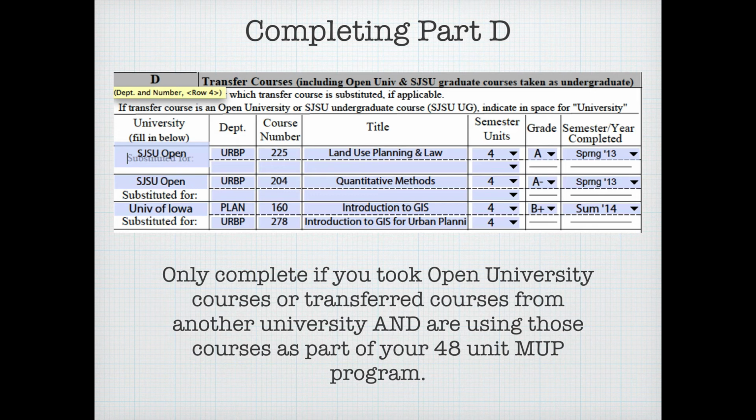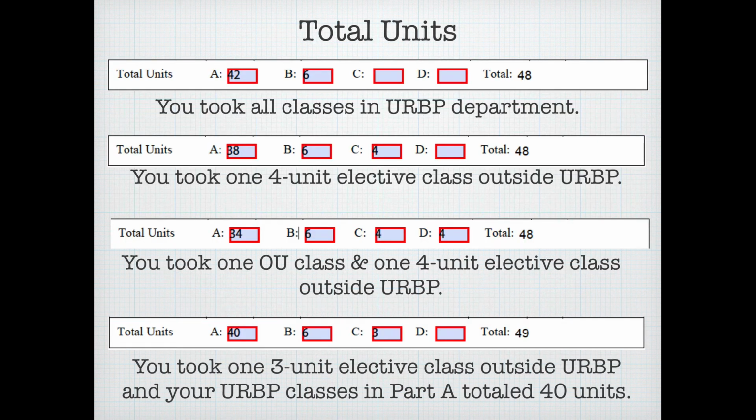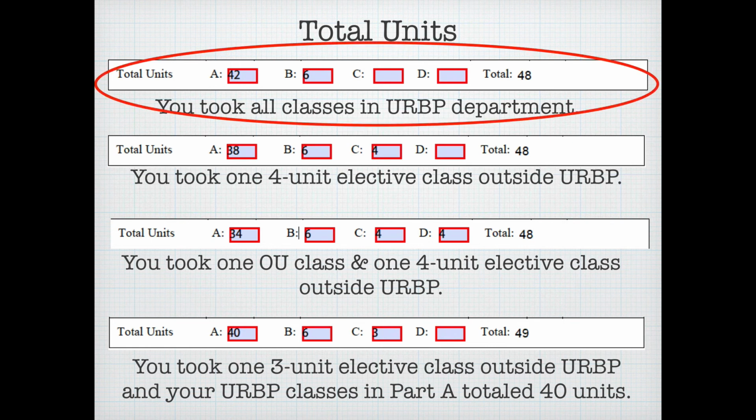For Open University classes, make sure you only list them here in Part D. Don't also list them above in Part A. At the bottom of the form, you are asked to total the units from each of the 4 sections above on the form. I have shown here a few examples of how you may complete this section.